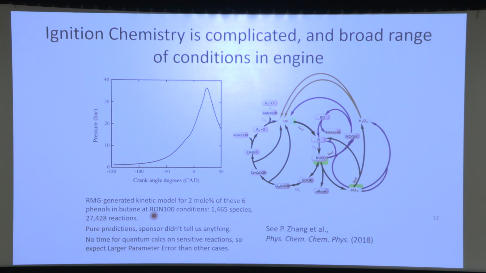So we did it. And to do it, we needed 1,465 species and 27,000 reactions to simulate the system. And we just used butane as our fuel because we couldn't do real gasoline. It was just overwhelming. But we had butane and the 6 different phenols. And these are all pure predictions. We didn't know anything. And we didn't have any time to do any quantum calculations. We only had 2 months. So we just made the model. So we expect the errors are pretty big.